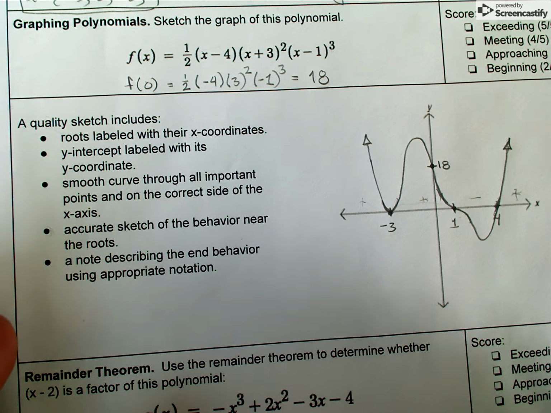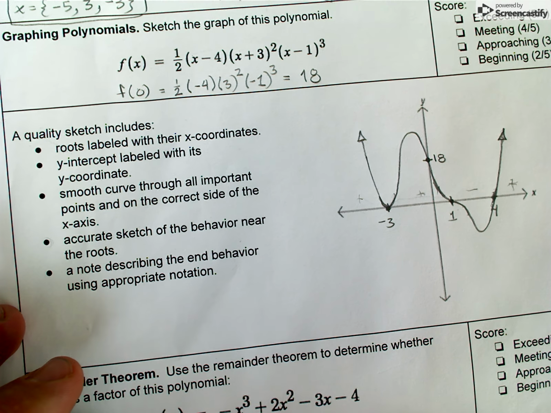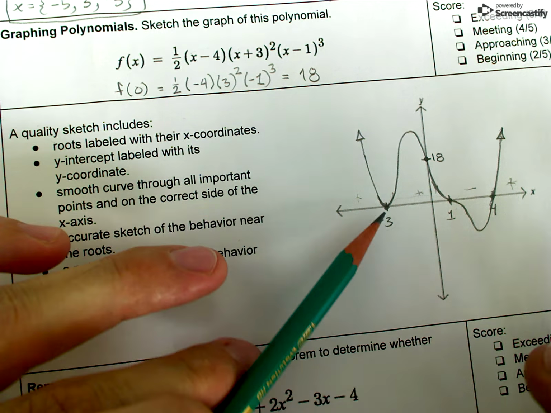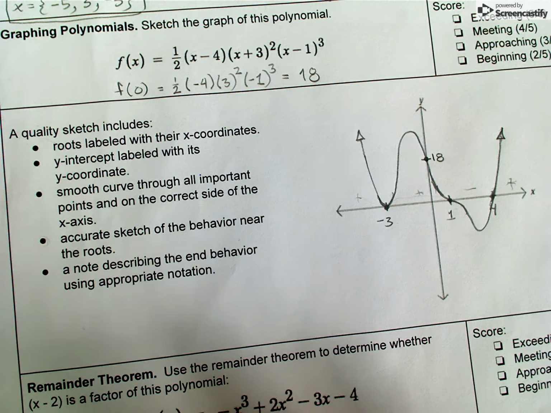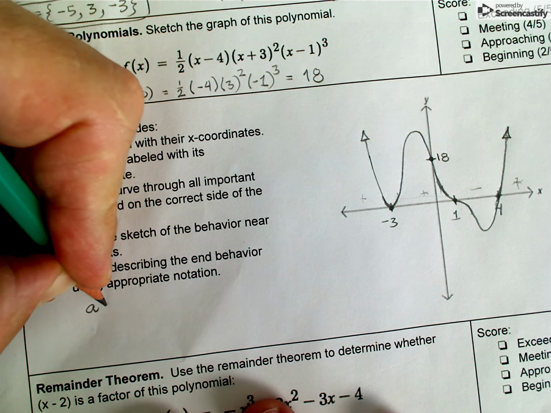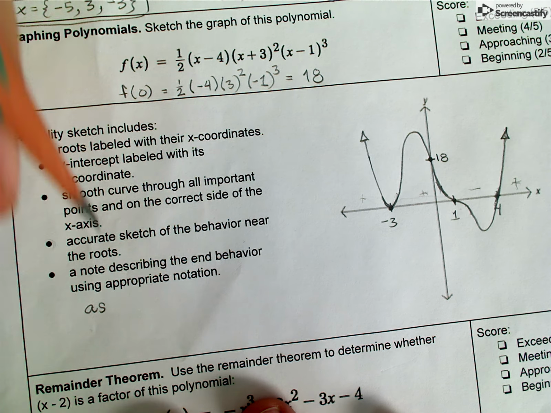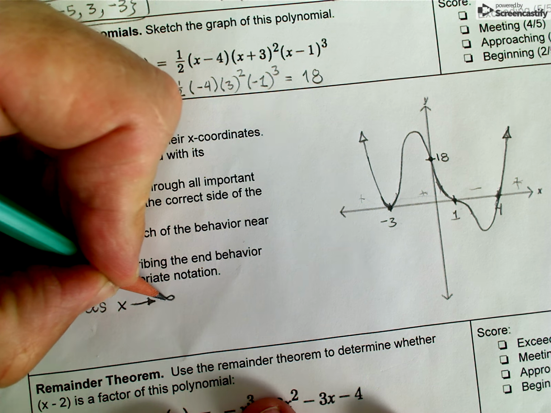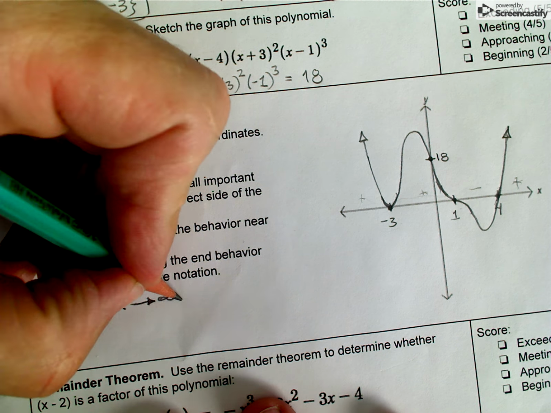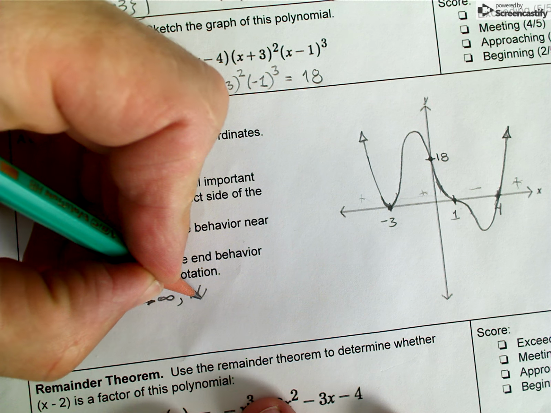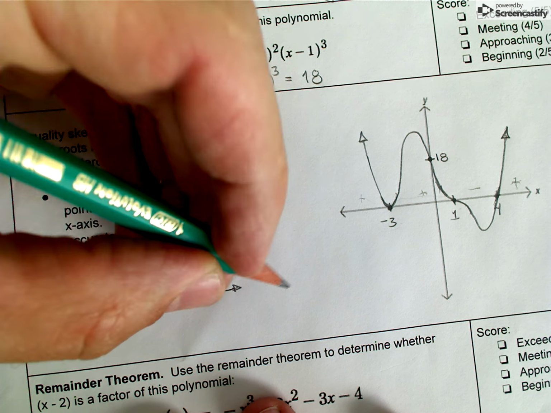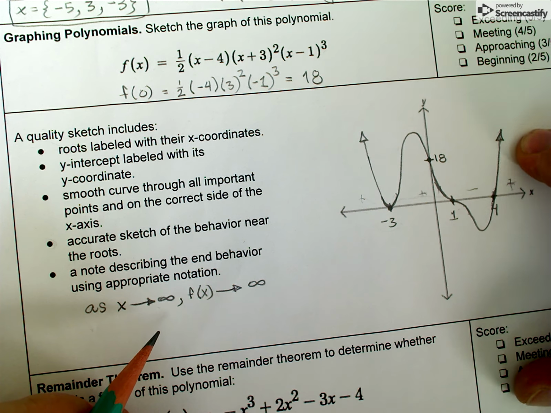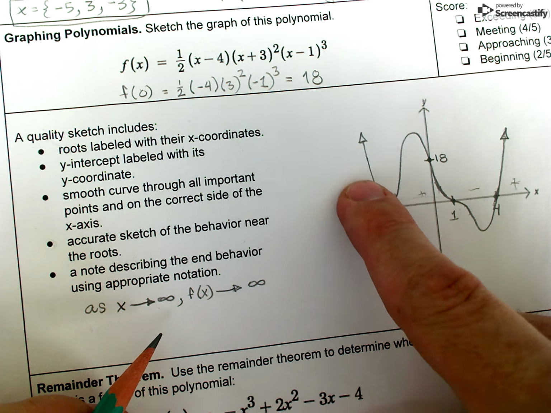Now, I'm going to make a note describing the end behavior using appropriate notation. And this is just a little bit of memory, but also expressing what we understand happens at the ends of this function. And I'm just going to first make a statement about as x approaches +infinity, my function, f of x, approaches +infinity. And that is just an expression of what happens here on this side of the graph.